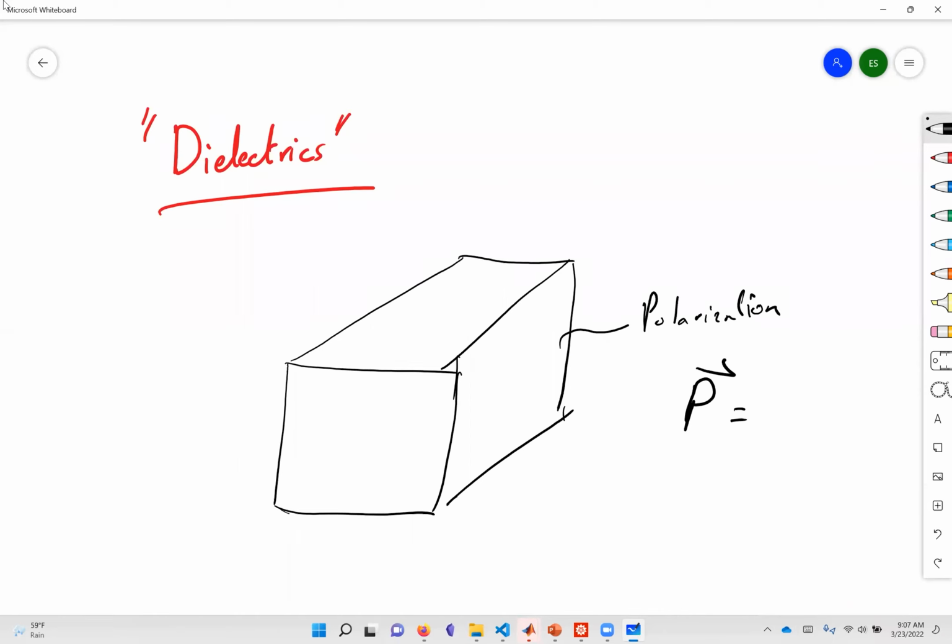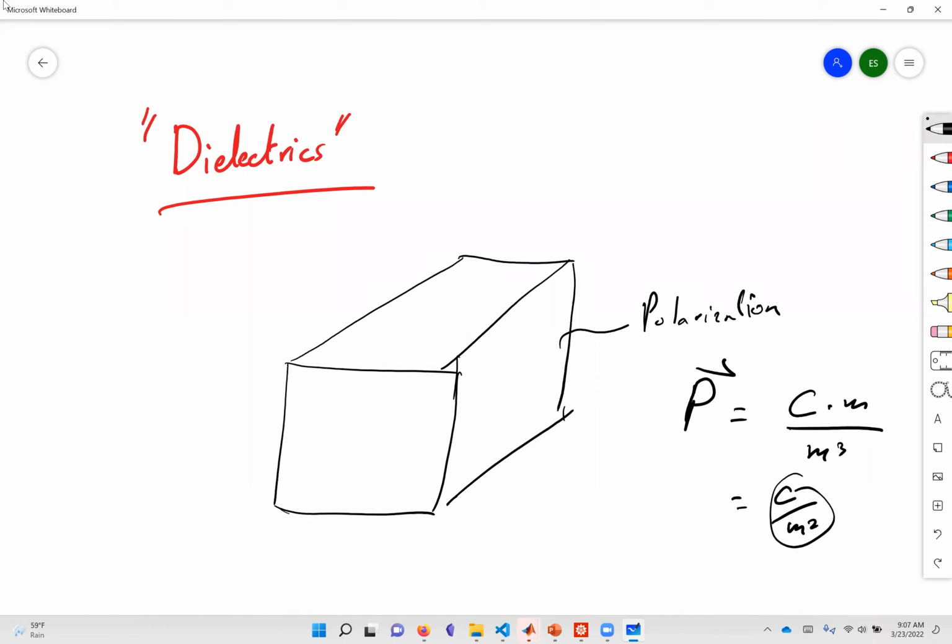So dipoles each have units of Coulomb meter. They're distributed over space, meter cubed. So this gives me Coulomb over meter squared. This gives me the same units as the flux density. And we said that leads us to propose that the flux density is a kind of polarization in free space.